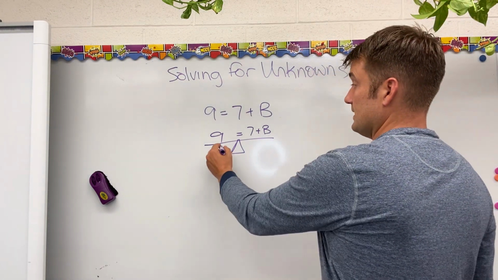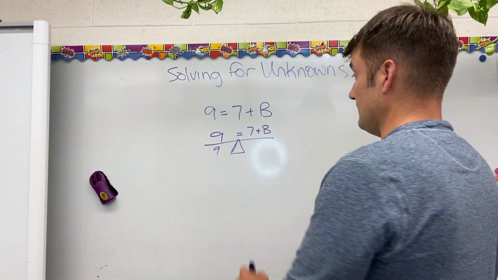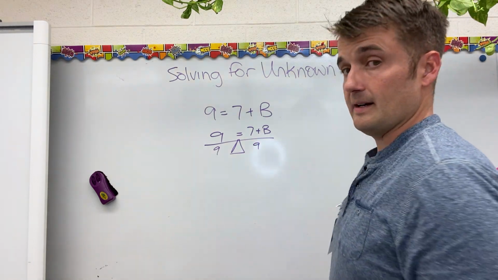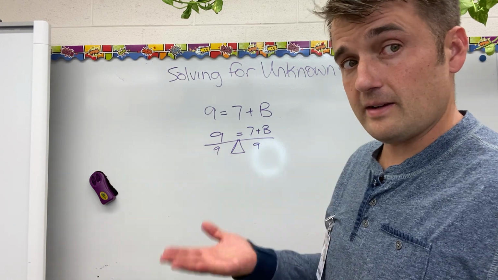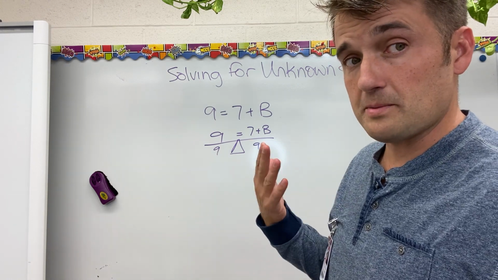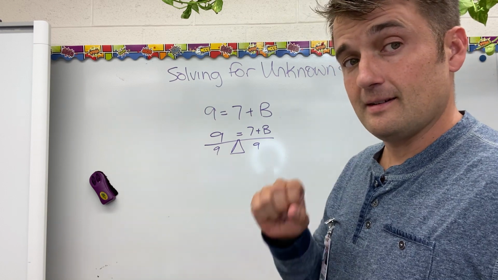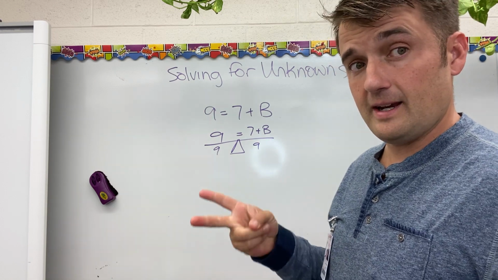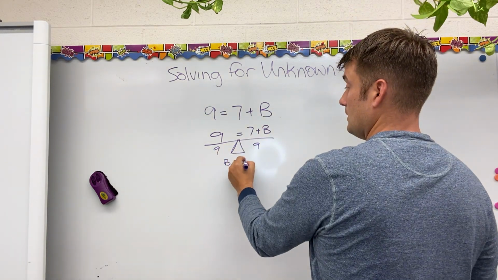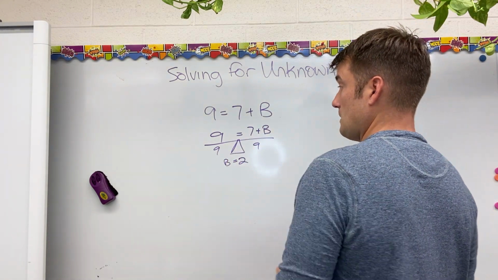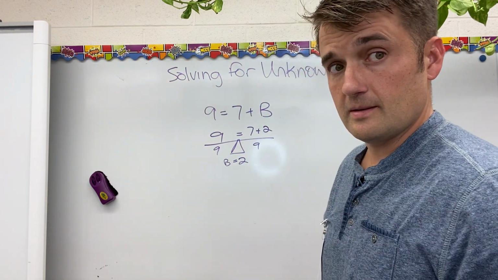So if this side's total is 9, because 9's all by itself, this side's total has to be 9. 7 plus b has to make 9. Well, if I have 7, what must b be to get me to 9? 2, right? 7, 8, 9. b equals 2. And that would work. If I put it in there, that works.